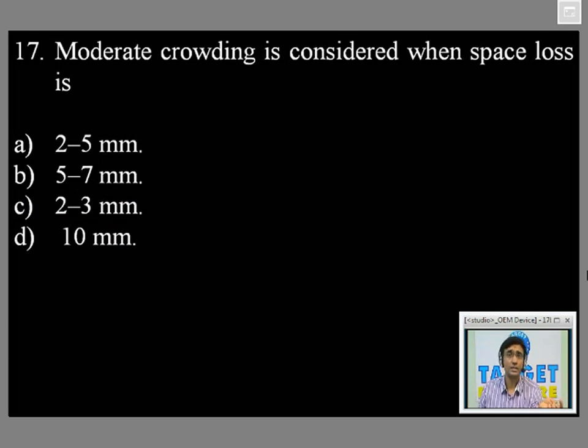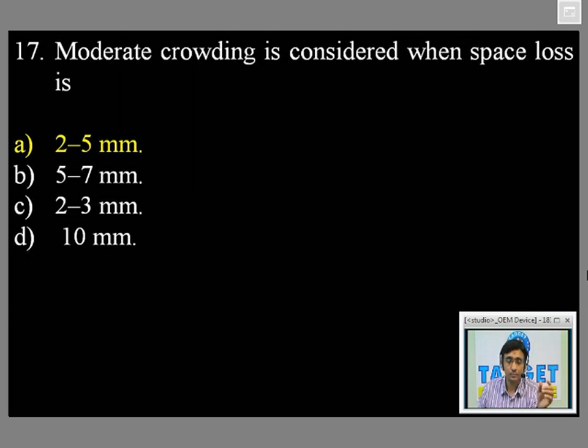Now we move on to the next question, which is the 17th. Moderate crowding is considered when space loss is... This is actually a factual based question. So whatever the text says, we have to write. Moderate crowding according to the text is 2 to 5 millimeter. But I would try to help you formulate a concept on this.